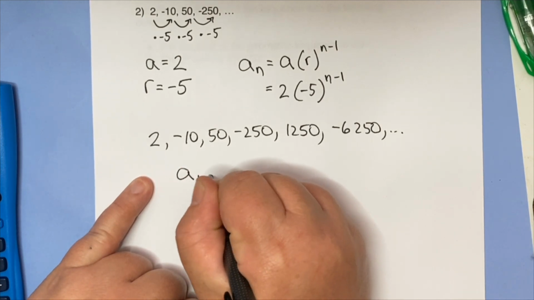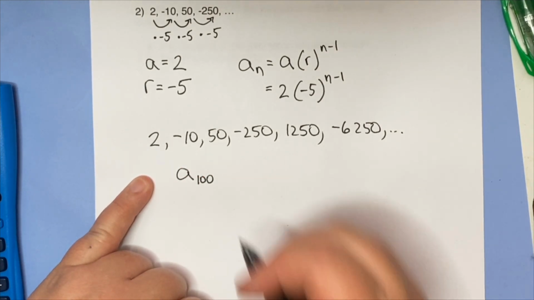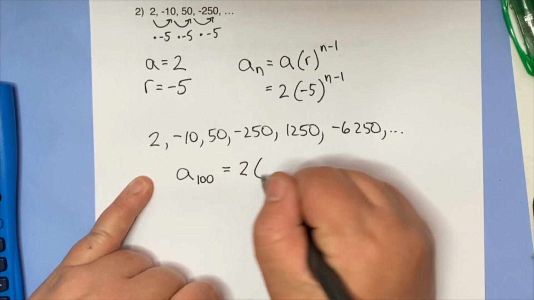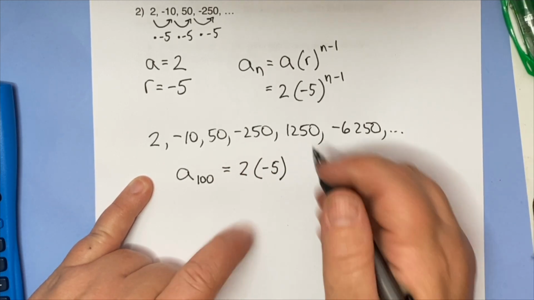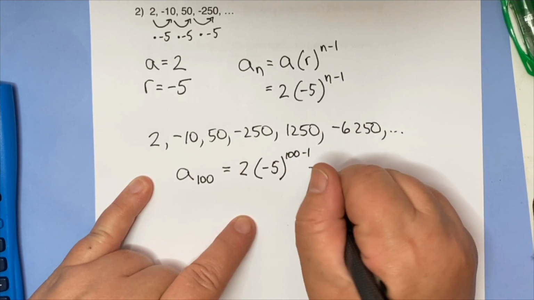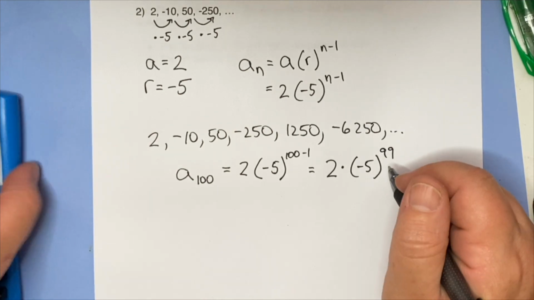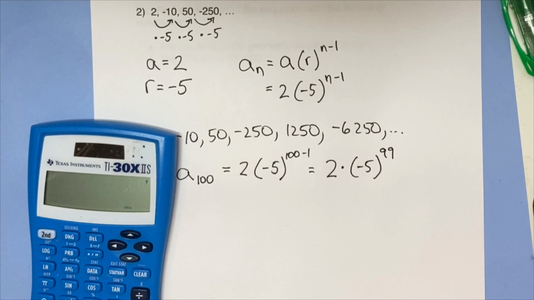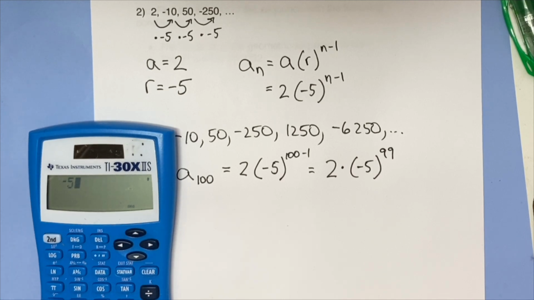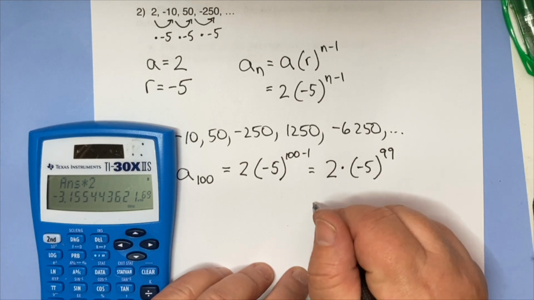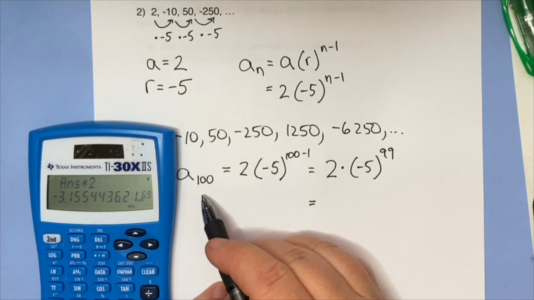Now, I'm pretty sure this is going to be pretty big, but let's give it a try. It's going to be 2 times -5 to the 100 minus 1. So that's going to be 2 times -5 to the 99th. So let's see if I can get away with this. I've got -5. I'm going to raise it to the 99th. Let's see if that confuses. It didn't confuse the calculator, but we're getting pretty big. And then I multiply by 2. And so this is going to be the 100th term, right?